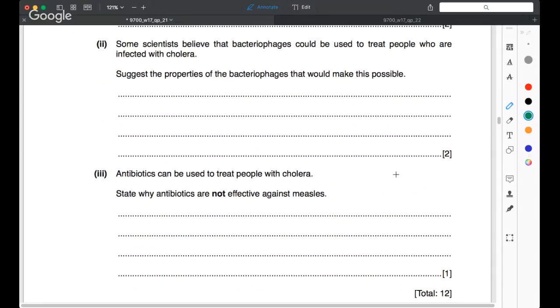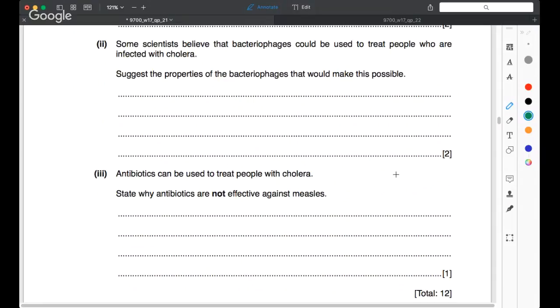Bacteriophages would be able to break down the cell wall of Vibrio cholerae before it secretes the toxin into the cells of the small intestine. Okay, so you're focusing on the fact that the bacteriophage is going to kill the cholera, right?